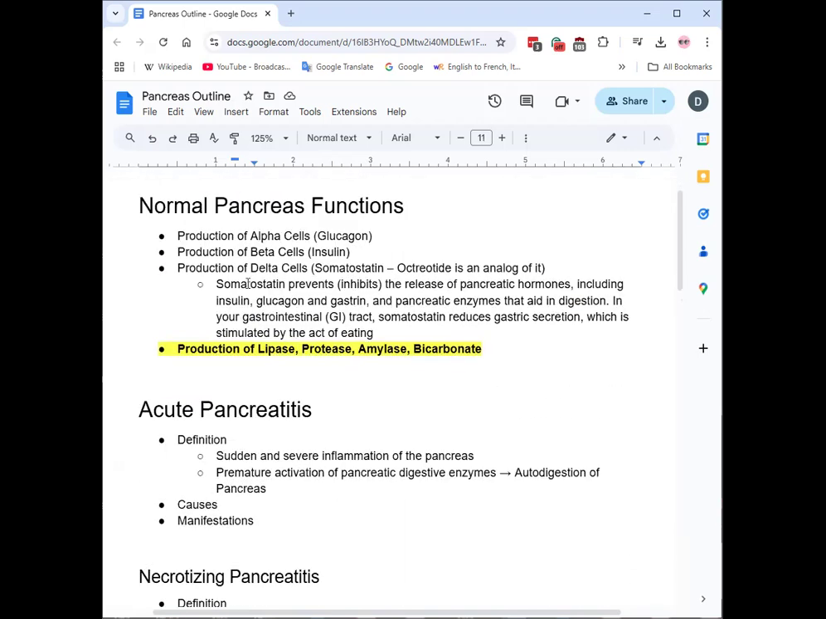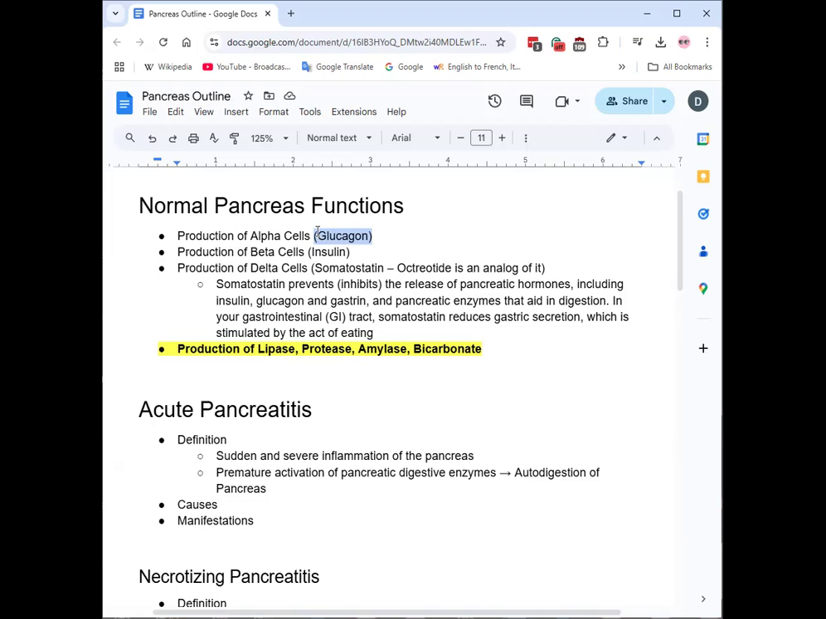Okay, so here I wrote down some of the normal pancreas functions. We know it's involved in production of glucagon and insulin. The exact cells it comes from are not really relevant, but it's there for extra information. Glucagon stimulates the release of more glucose by breaking down glycogen from the liver stores. Insulin is then used to put that sugar into the cells, taking excess sugar and converting it into glycogen to store in the liver.